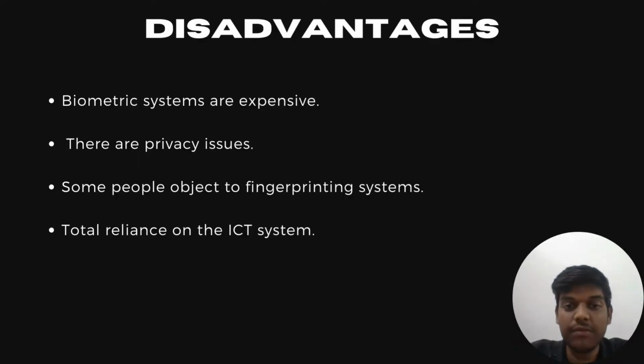The disadvantages of using BVS. Biometric systems are highly expensive, which poor countries cannot afford to buy. There are privacy issues where some people refuse to use their fingerprints because in our country fingerprints can be used for a lot of things. This system is totally reliant on the ICT system, that is, information and communication technology. As I said before, our fingerprint contains all our details which are confidential.